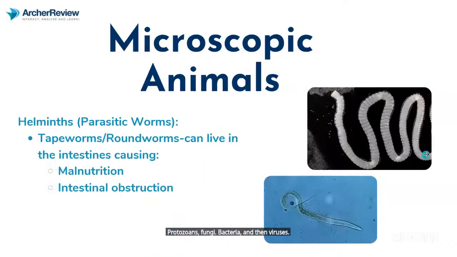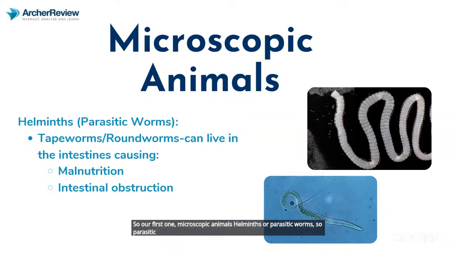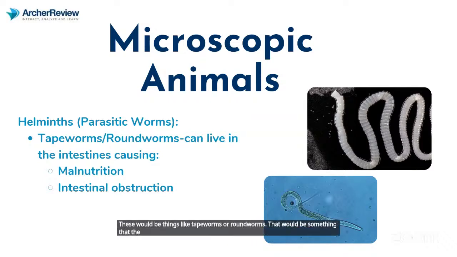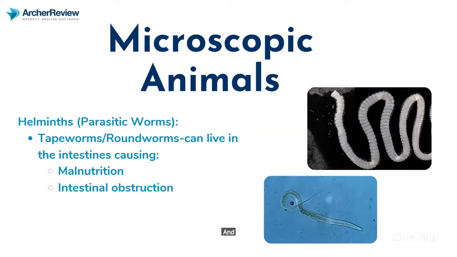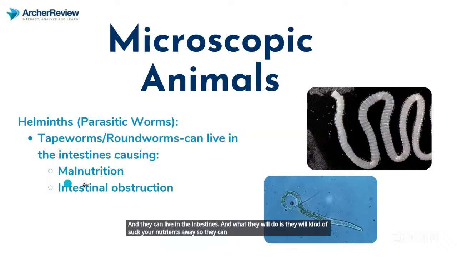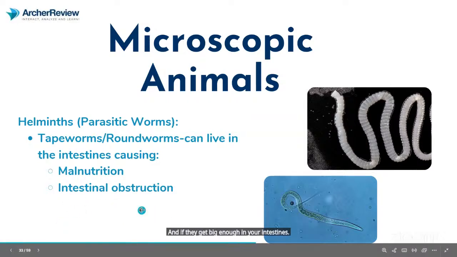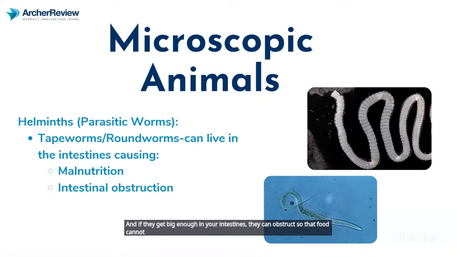So our first one, microscopic animals. Helminths or parasitic worms. So parasitic worms is the general description of helminths. These would be things like tapeworms or roundworms. That would be something that the TEAS might focus on. And they can live in the intestines. And what they will do is they will kind of suck your nutrients away so they can cause malnutrition. And if they get big enough in your intestines, they can obstruct so that food cannot fully pass through there, so that the bolus that has been created cannot fully pass through there.